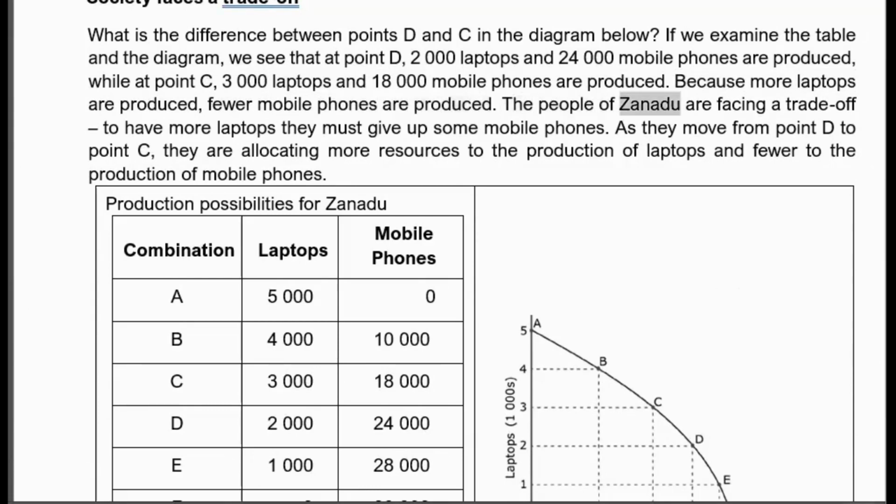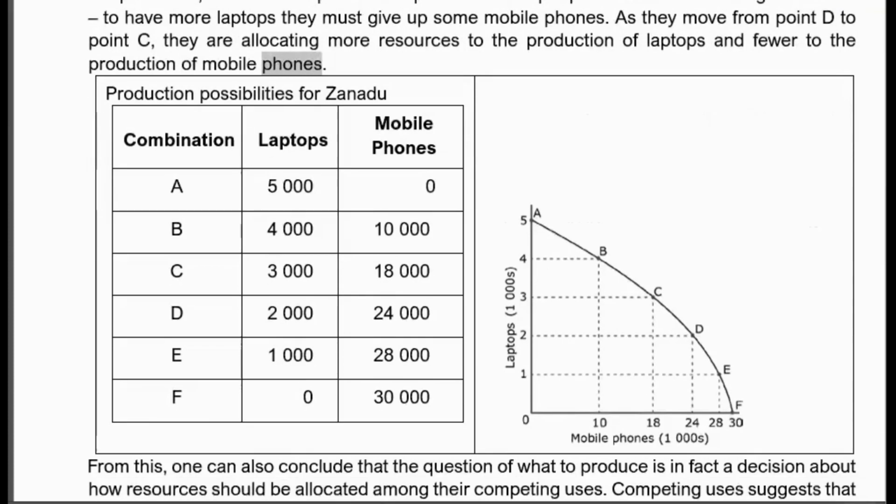The people of Xanadu are facing a trade-off. To have more laptops, they must give up some mobile phones. As they move from point D to point C, they are allocating more resources to the production of laptops and fewer to the production of mobile phones. Combination: laptops, mobile phones.